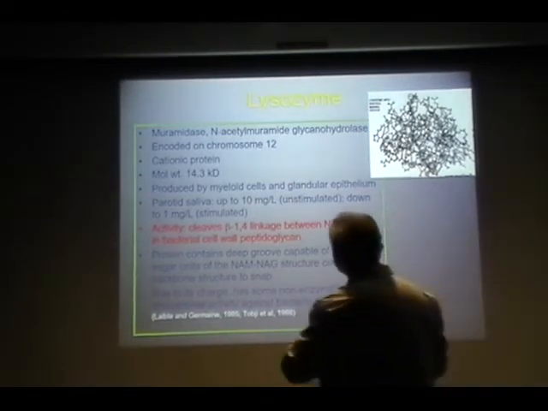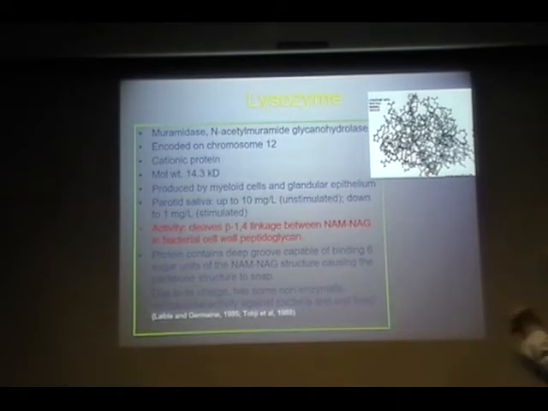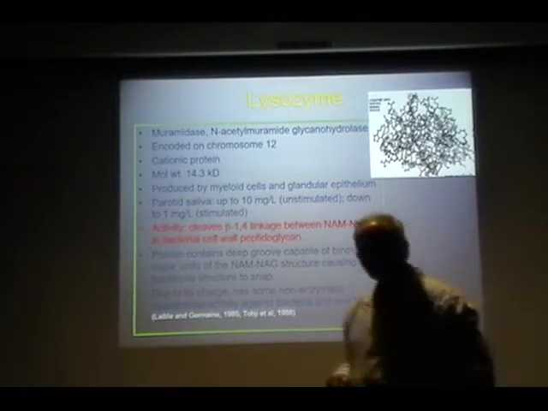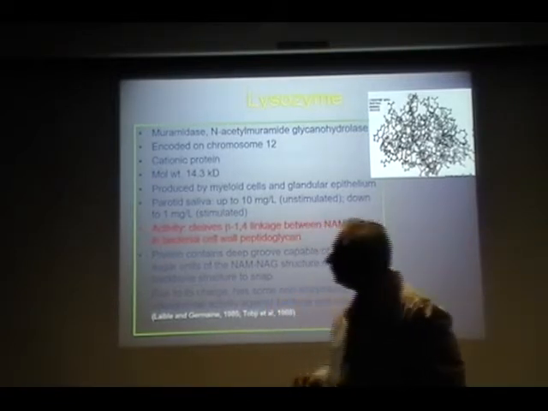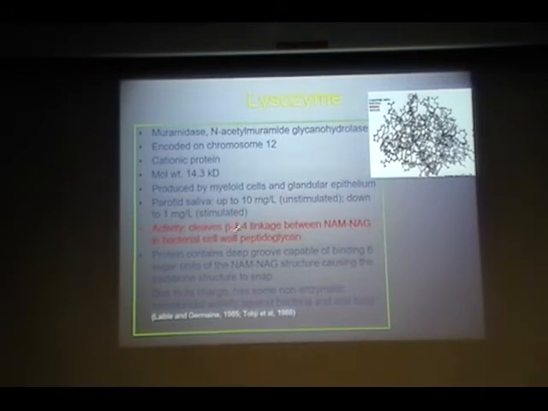What lysozyme likes to do, and you can see it here, as I've indicated, is one molecule will sit in this kind of trench, and it will destroy 6 beta-1,4 linkages at one time. It cleaves the beta-1,4 linkage between the anion and the bacterial cell wall. The protein contains a deep groove capable of binding 6 sugar units.